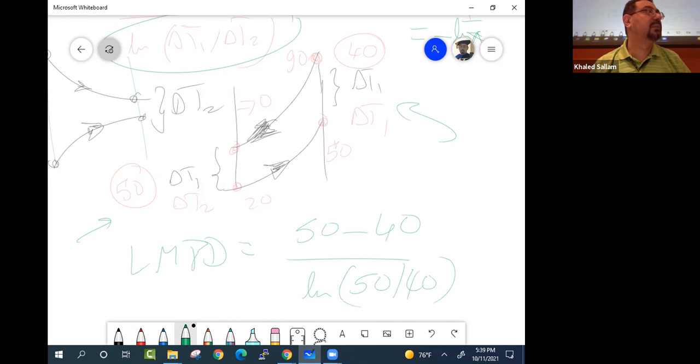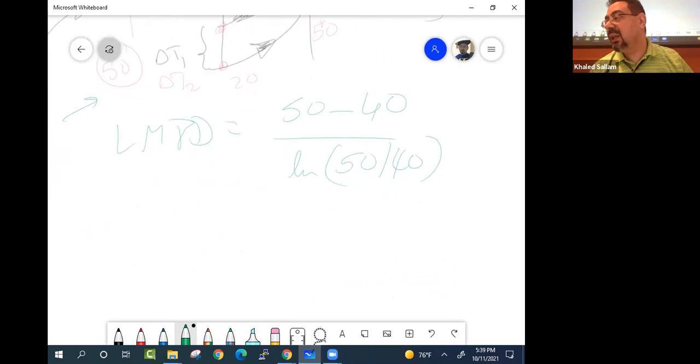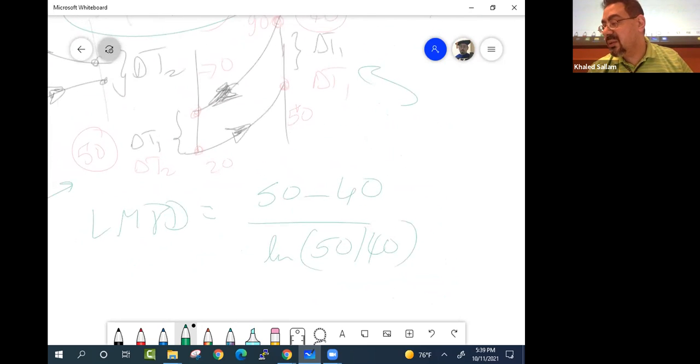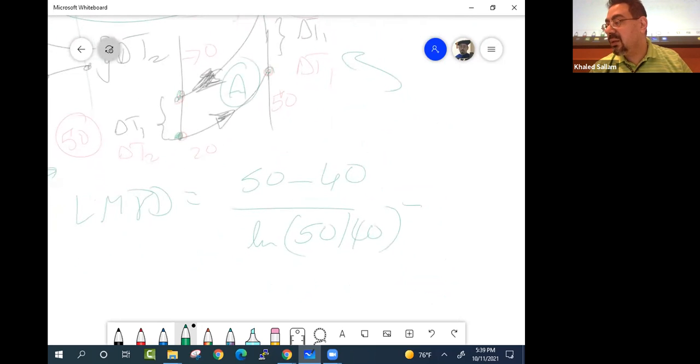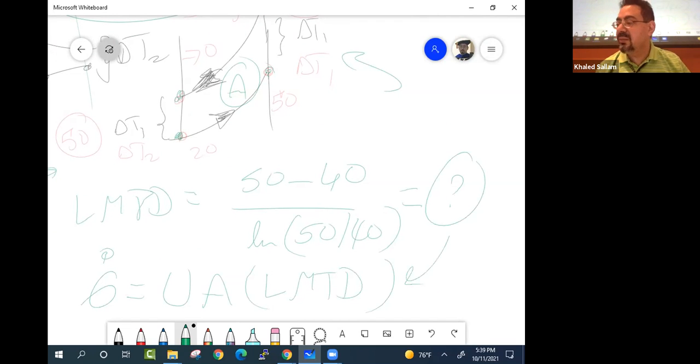Okay. Good job. So if they ask us for Q, we are doing this problem so that we can figure out the area of that heat exchanger that is cooling the hot fluid from 90 to 70 while heating the 20 to 50. We will calculate this on the calculator, and then Q dot is UA multiplied by that logarithmic mean temperature difference. And that will give us the area. Okay.